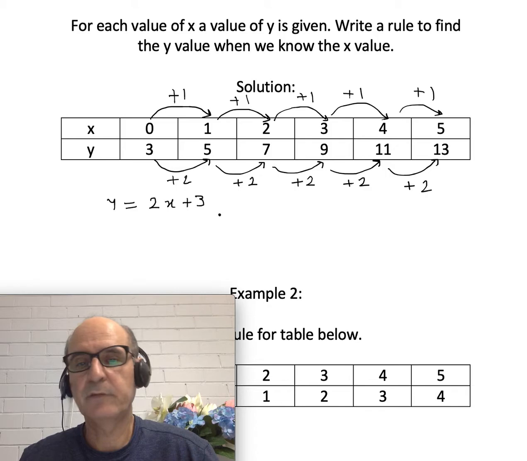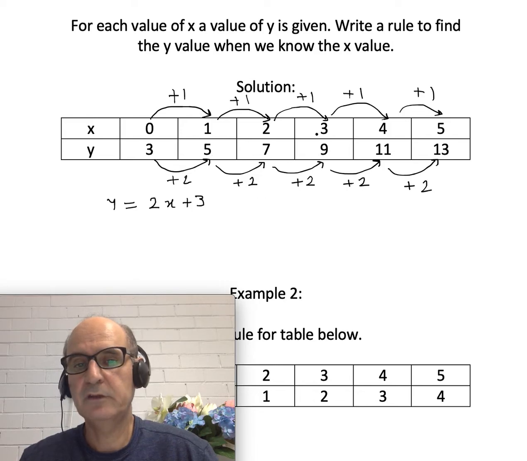For example, if my x is 1, I should get 5 for y. Let's see if that rule gives us that. So x is 1. So I put 1 for x here. Then becomes 2. Remember there's a times between them. 2 times 1, which is 2, plus 3, which gives you 5. So it works. It gave me 5.